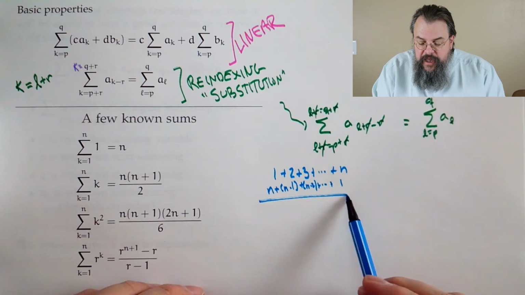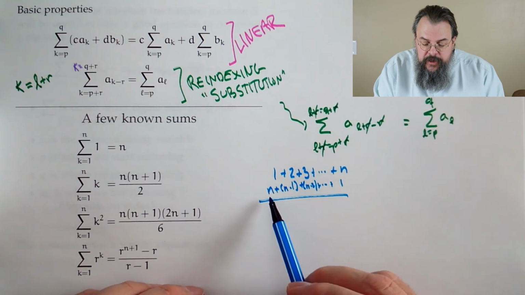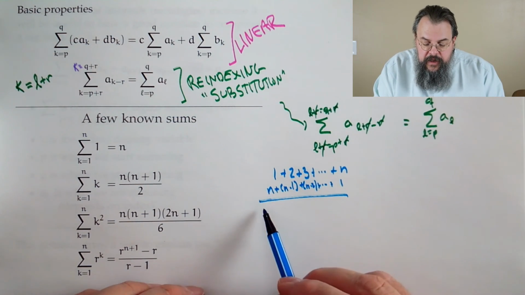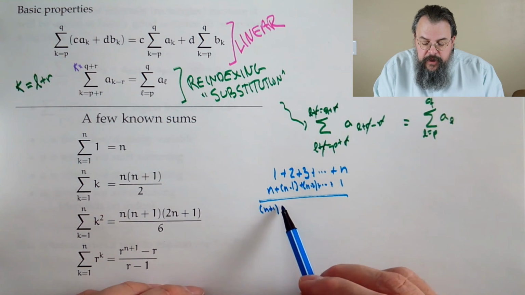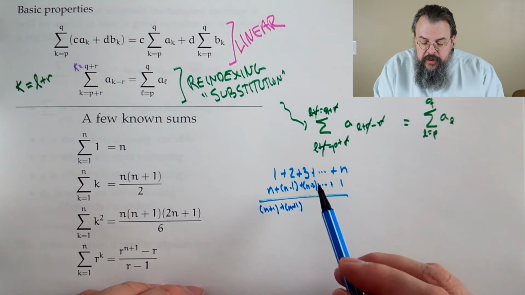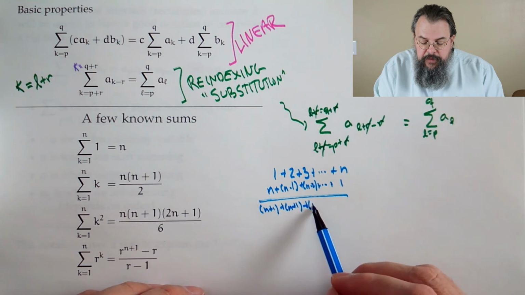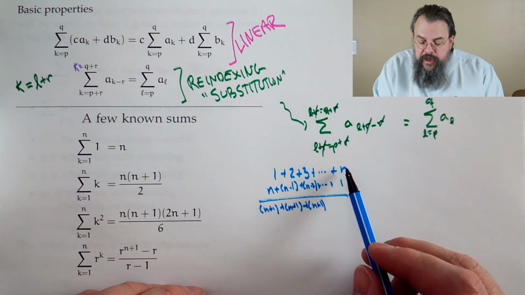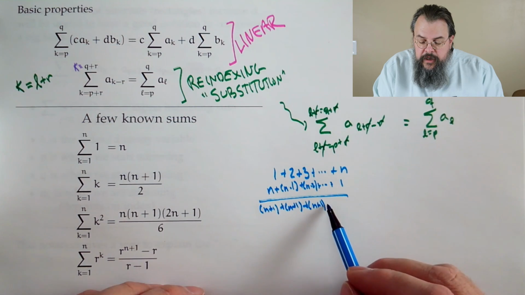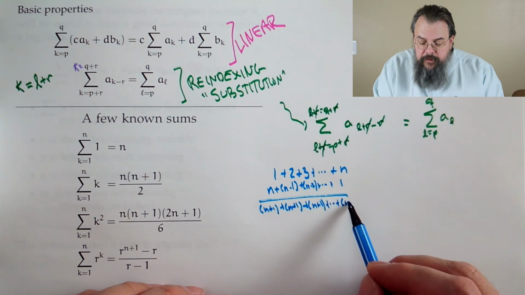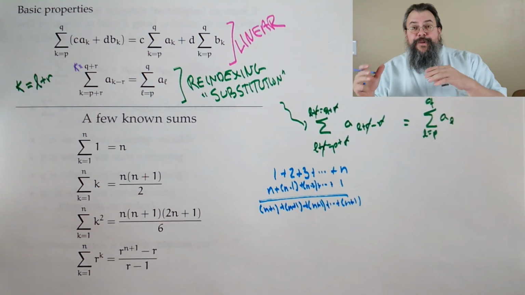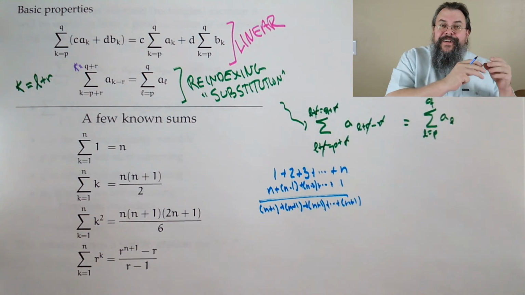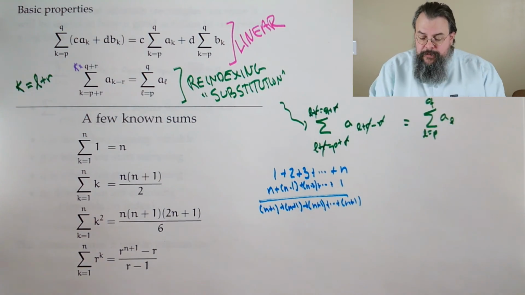Well, let's add them together, term by term. 1 plus n is n plus 1. 2 plus n minus 1, oh, that's n plus 1. 3 plus n minus 2, oh, that's n plus 1. And all the way to the end, n and 1, well, that's n plus 1. Oh, wow. When we add them together that way, it's n plus 1 plus n plus 1 plus n plus 1, and there's a total of n terms.